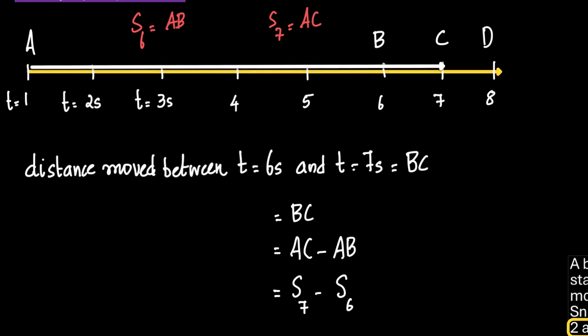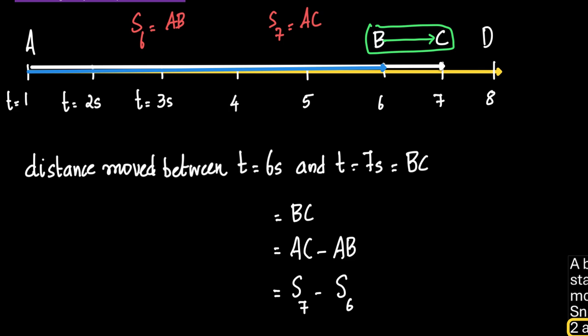By the geometry of this figure here, this is AC minus this is AB. Which length are we talking about? We're talking about 6 to 7, which is BC. So what is BC basically? It is equal to AC minus AB. What is AC? Minus AB. What is AB? So the distance between t is equal to 6 and 7 seconds is actually equal to S7 minus S6. I hope this much is clear.